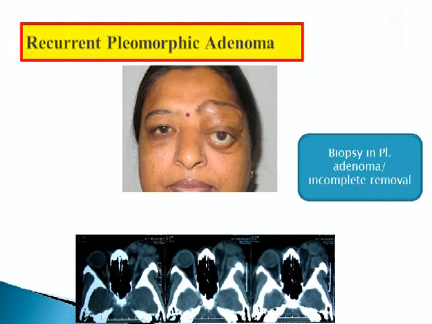This is a patient with recurrent pleomorphic adenoma following an incomplete removal. As you can see, there is a slight bony erosion. So, if an incomplete removal has been done, it can masquerade as an adenoid cystic carcinoma.